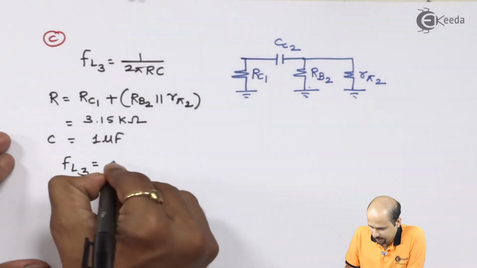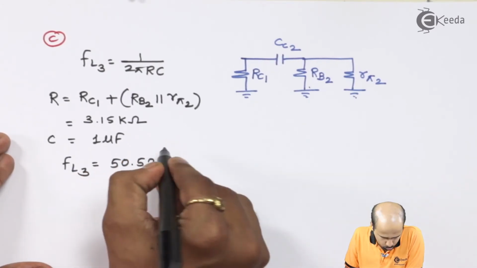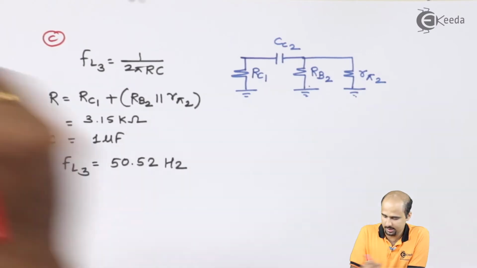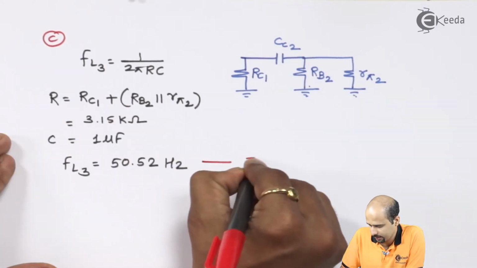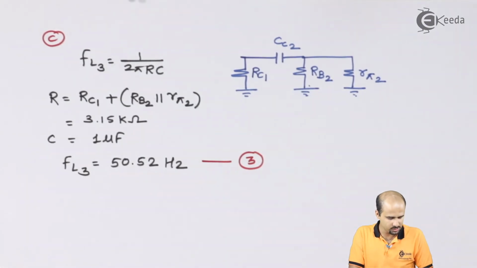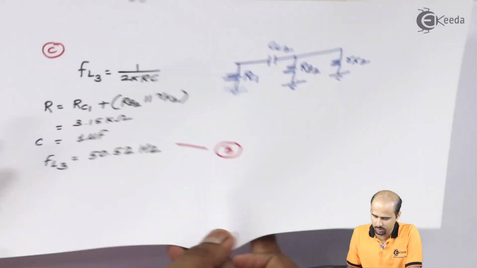Here we will be getting the value of FL3 as 50.52 hertz. This is the third finding we have got from the C part. Okay, so the first findings FL1, FL2 and FL3 are finished. Let's move towards the fourth finding.